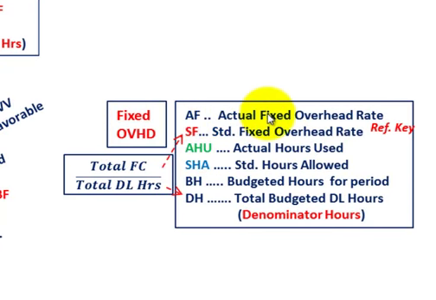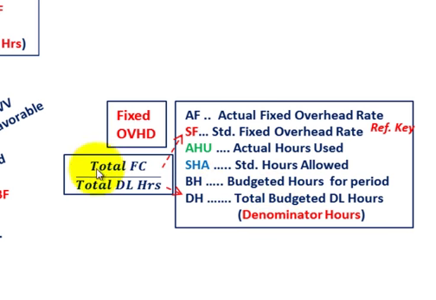AF here stands for the actual fixed overhead rate. SF here in red was the standard fixed overhead rate. AHU was the actual hours that we used, based on our direct labor hours we're talking about. SHA in blue here is the standard hours allowed. BH were the budgeted direct labor hours for the period. And DH was the total budgeted direct labor hours that we based our fixed cost on, and that was what they called the denominator hours.